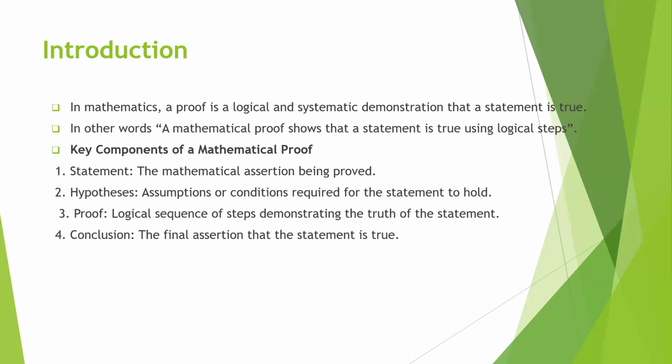Starting from that assumption, at last we get the final result, or we reach the conclusion. And the proof means a logical sequence of steps demonstrating the truth of the statement. So if we want to prove something, we have to use some logical sequence of steps in order to demonstrate that the truth is correct. And finally, the conclusion is that the statement is true or false.